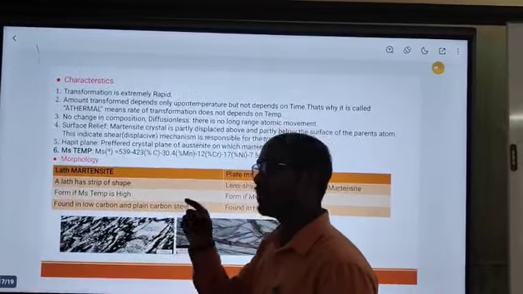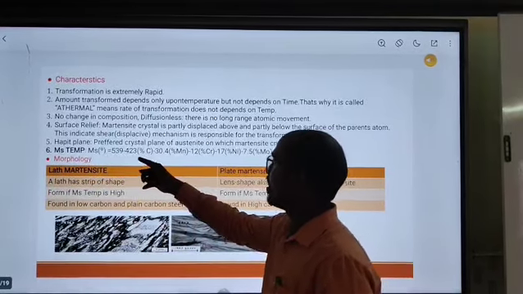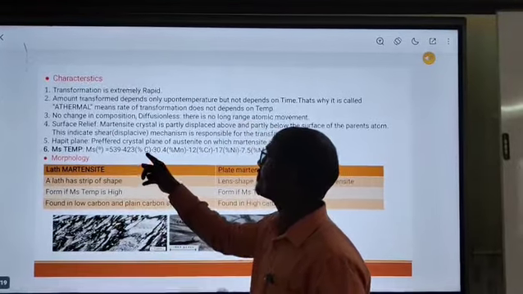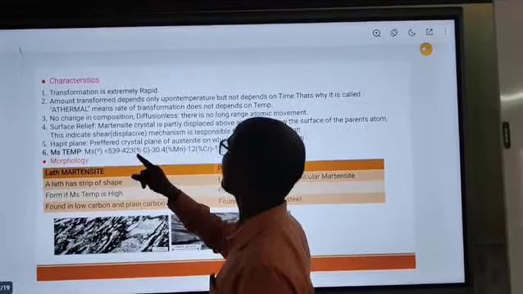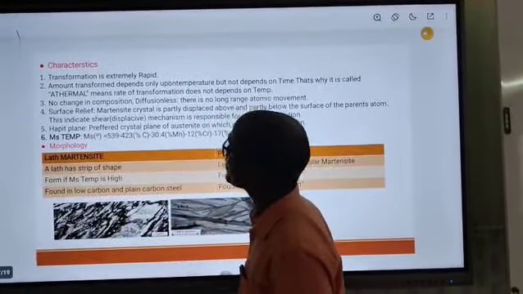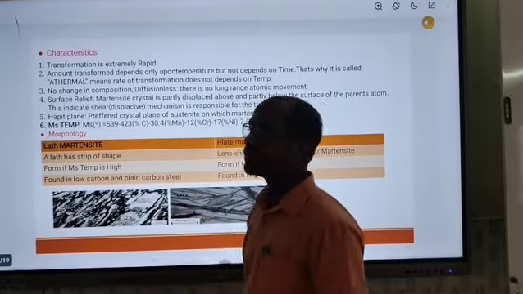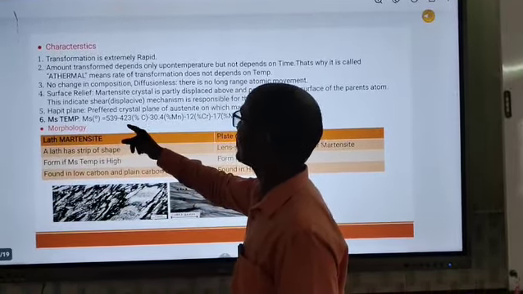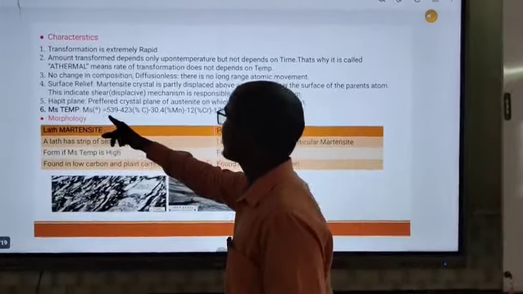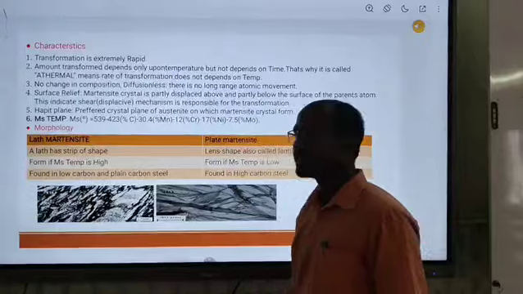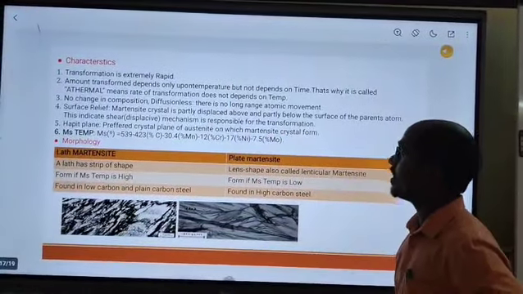Suppose we are taking steel composed of iron and only carbon. I take 1% carbon. So what is the MS temperature? 539 minus 423 times 1, that is 539 minus 423, which is equal to 116. So if I take the composition of steel where carbon is 1% and the other alloying elements are absent, the MS temperature we get is 539 minus 423. In this way you can see how the MS temperature varies.